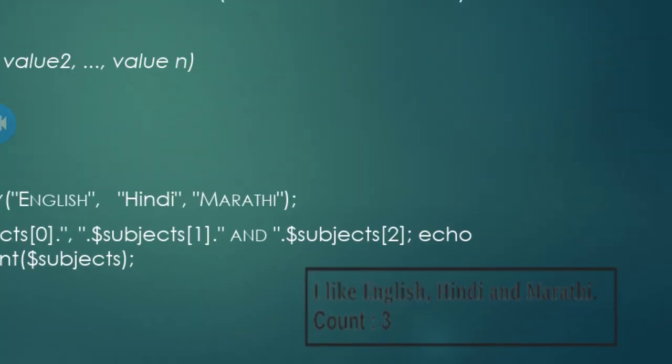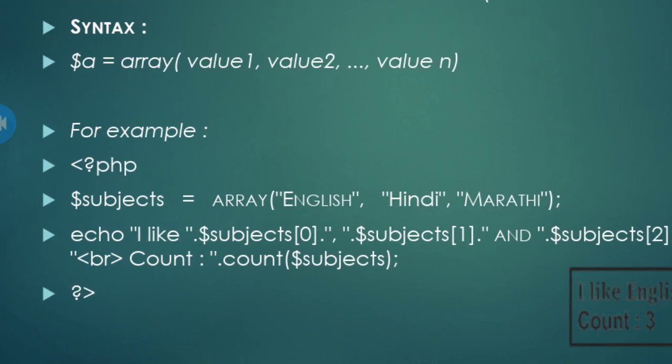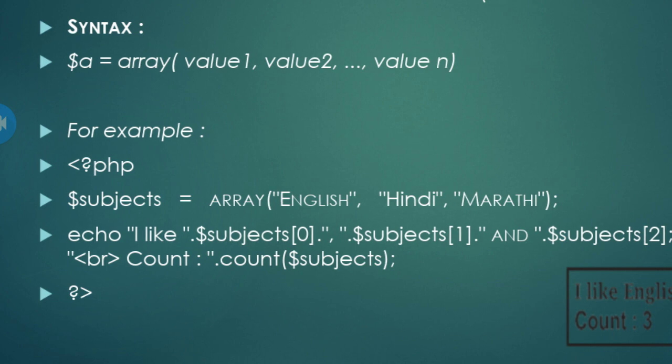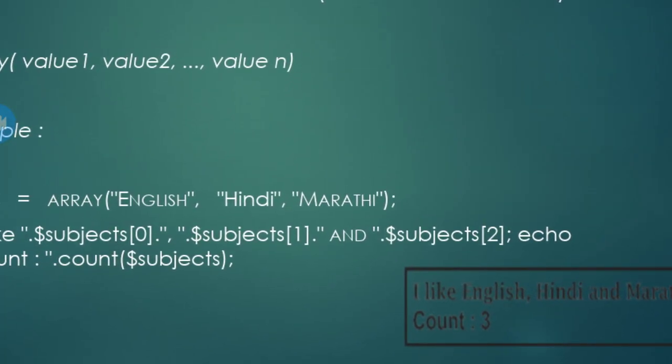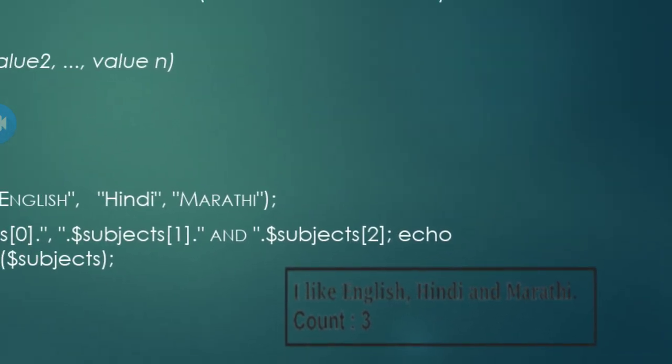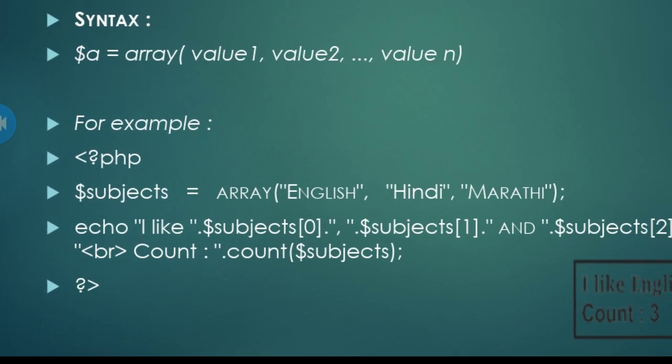See, this will be the output. "I like", because we have given the words "I like", then the name of the array with the index number. So it prints the value at that index. So the values at index numbers 0, 1, 2 are English, Hindi, Marathi. So this is the output of that line. And the count function is used to count the values. So in this array there are a total of 3 values, so that's why the value of the count is 3. I hope it is clear to you.